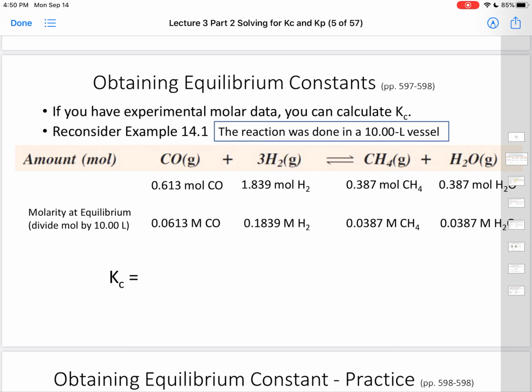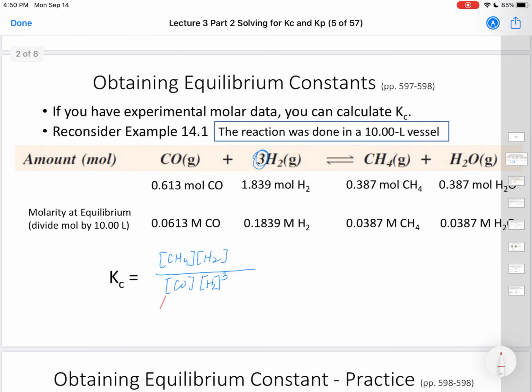You're going to reconsider example 14.1 from the last video, and this reaction was done in a 10-liter flask. This is important because remember from that example, everything was in moles. So to calculate Kc, and just a review here, you need products. Products is CH4 and H2 over reactants, which is CO and H2. And because there is a 3 in front, remember we have a 3 as our exponent.